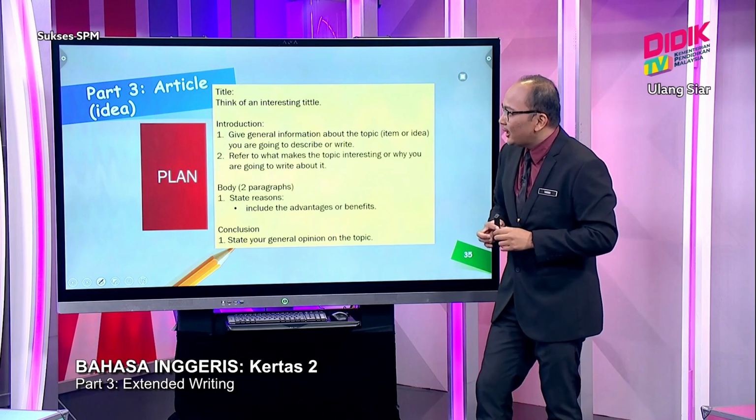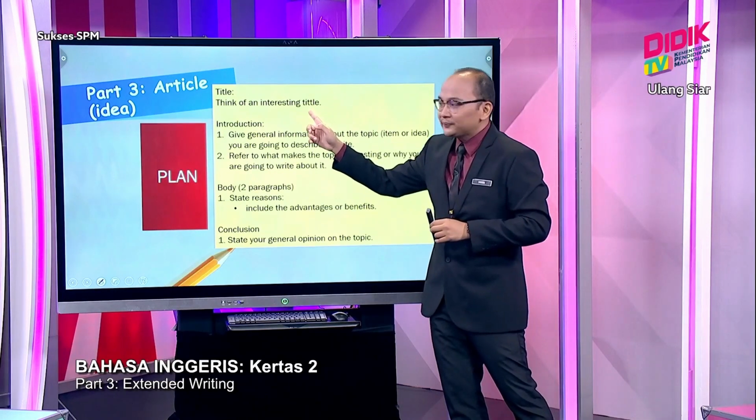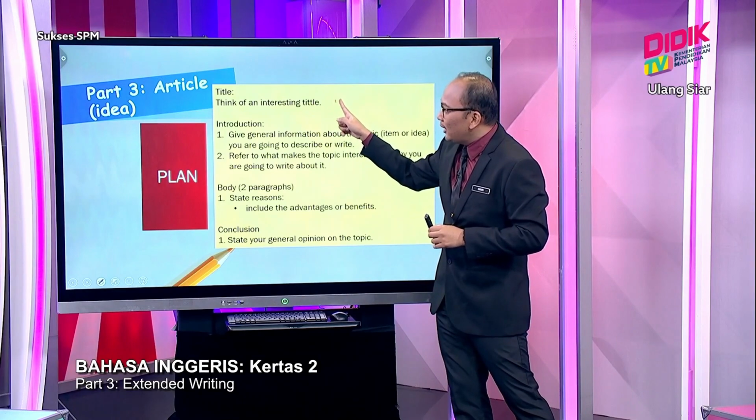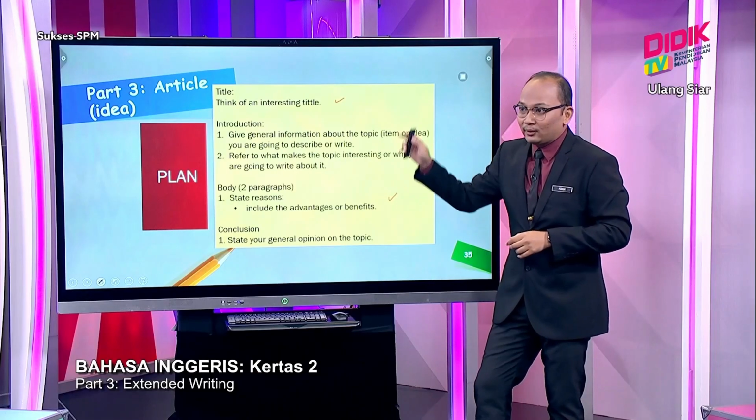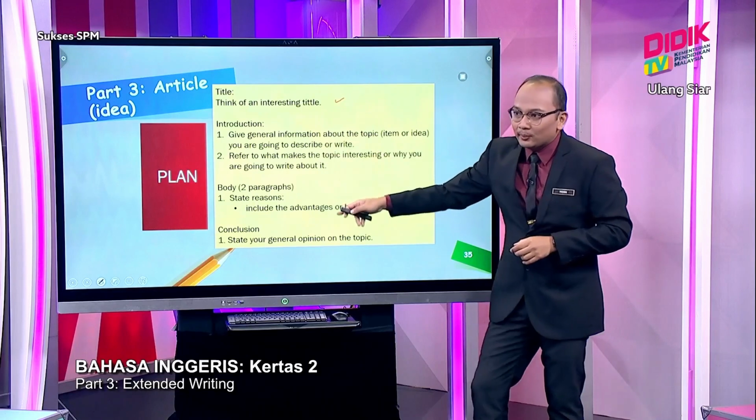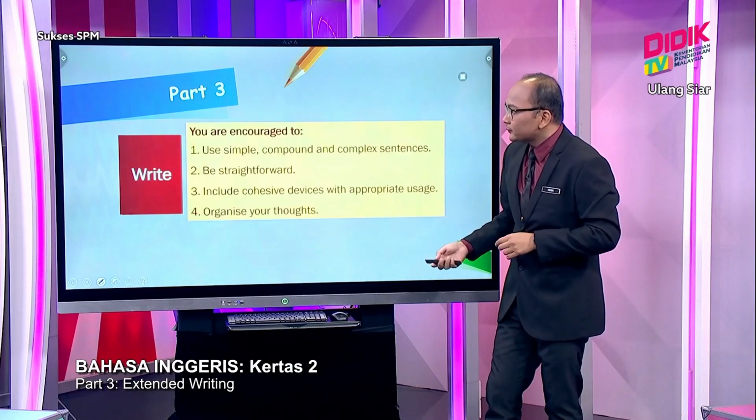Okay, for article, the idea. The idea can be about exercise, it can be about eating healthily. Give general information about the topic, refer to what makes the topic interesting or why you are going to write about it. And then state reasons, include the advantage or benefit of the idea that you are writing about. For example, just now, health. Conclusion, state your general opinion on the topic. So bear in mind, still got introduction, still got body, still got conclusion.